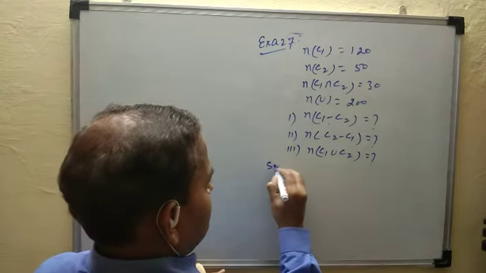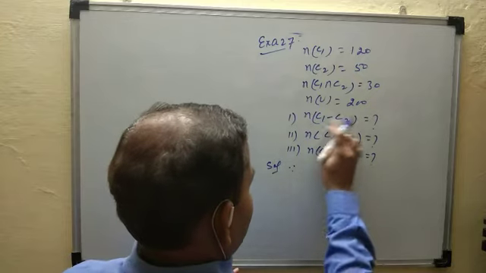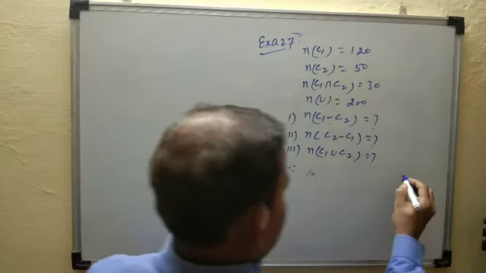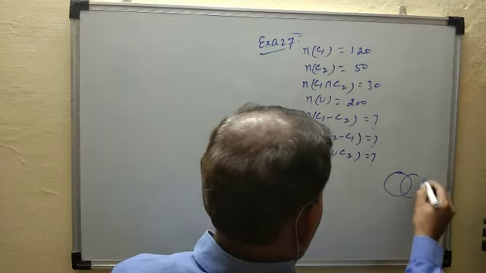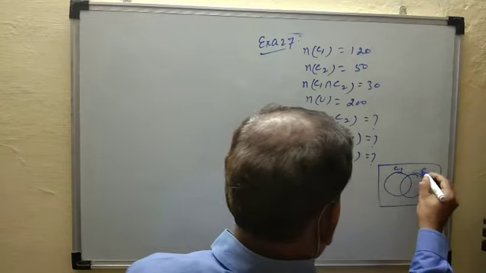Solution. Since C1 minus C2, since this is the Venn diagram, suppose this is C1 and this one is C2.